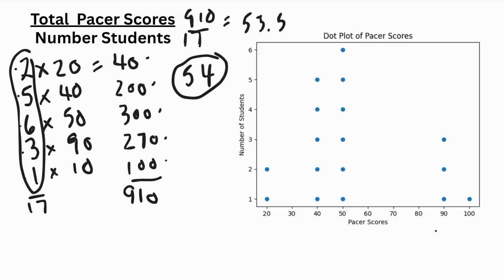So the mean score on the PACER of your students, of 17 students, is 54.